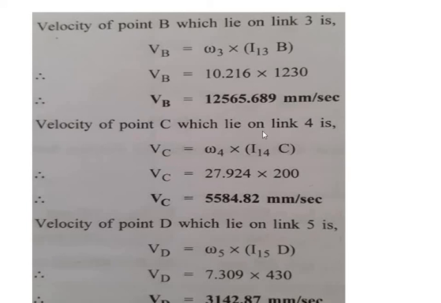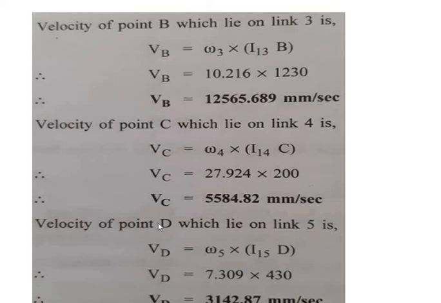Same way, point C. Point C is on link number 4 and also on link number 5. You can take it on link number 4. So the velocity of C is equal to omega 4 into the distance of C from I14. Substitute these values to get the velocity of point C. Remember, multiply this distance, that is the distance of C from I14, by the scale.